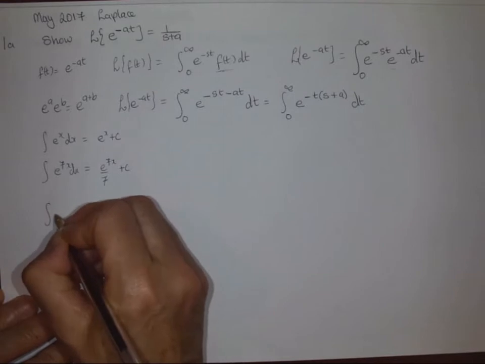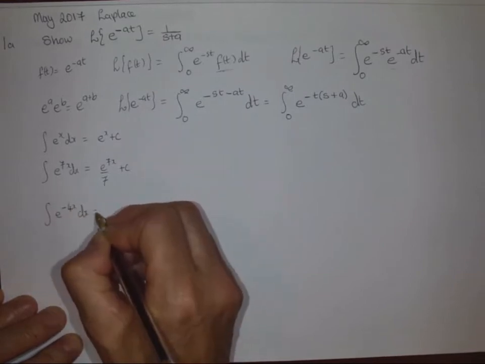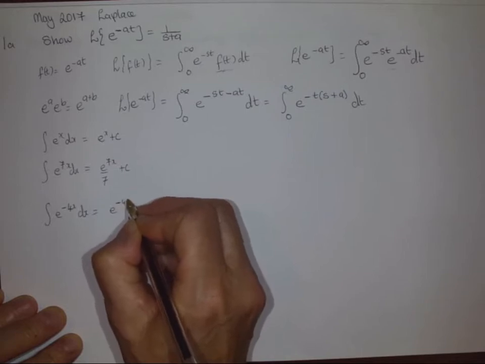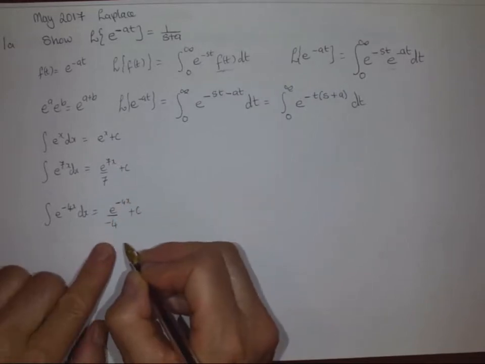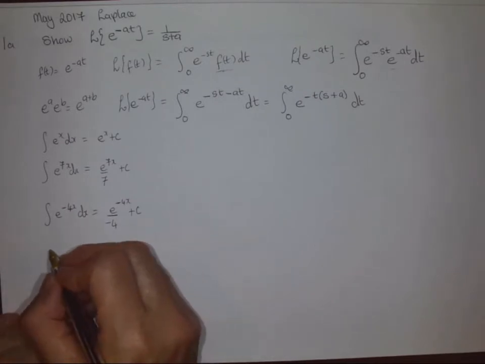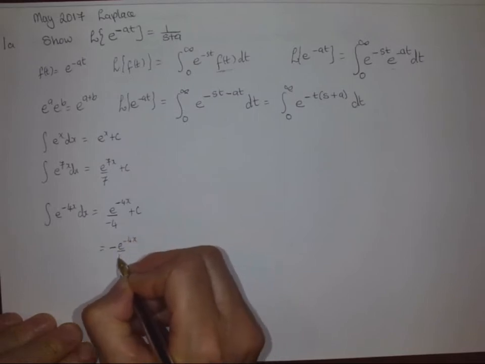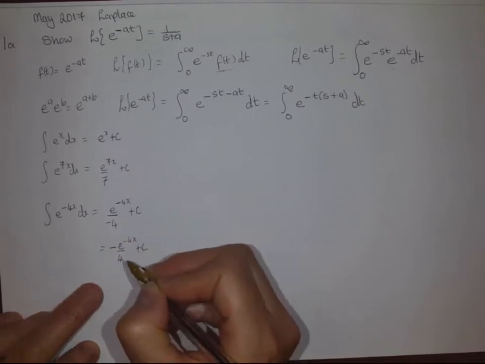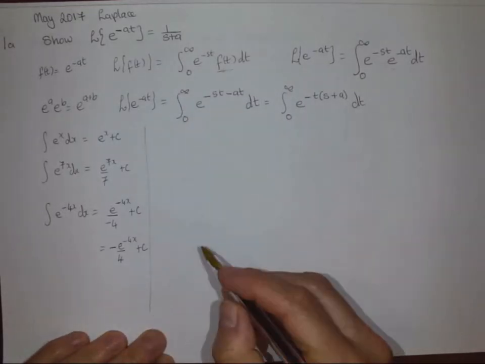If you have to integrate e to the minus 4x dx, the answer will be e to the minus 4x divided by minus 4 plus c. This one you have to be careful about because of the minus sign. This can be written as minus e to the minus 4x over 4 plus c. Okay, so now let's get back to the integration.